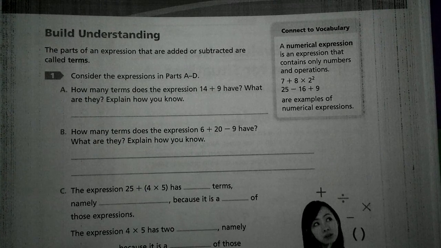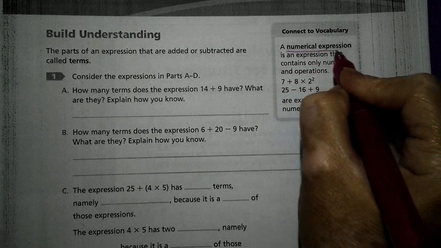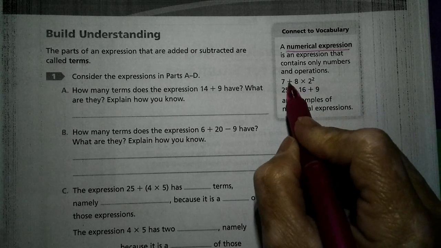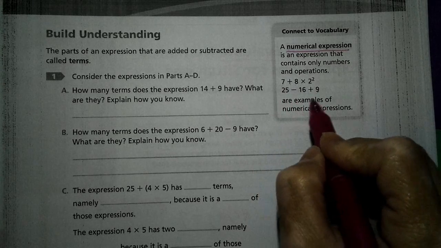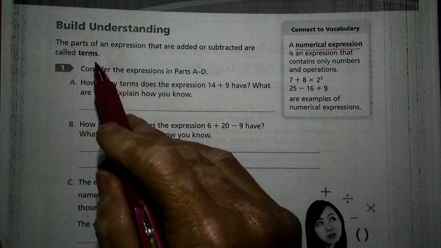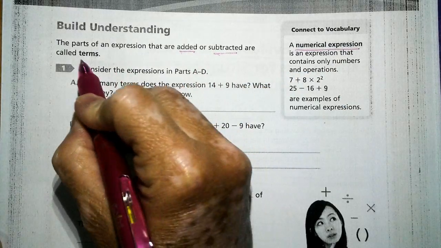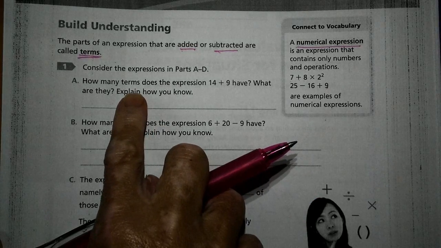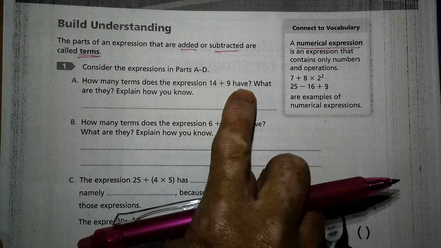All right, so we're going to talk about terms and factors and order of operations. A numerical expression is an expression that contains only numbers and operations. 7 plus 8 times 2 squared, and 25 minus 16 plus 9 are examples of numerical expressions. The parts of an expression that are added and subtracted are called terms. So we're going to look at A through D. How many terms does the expression 14 plus 9 have?